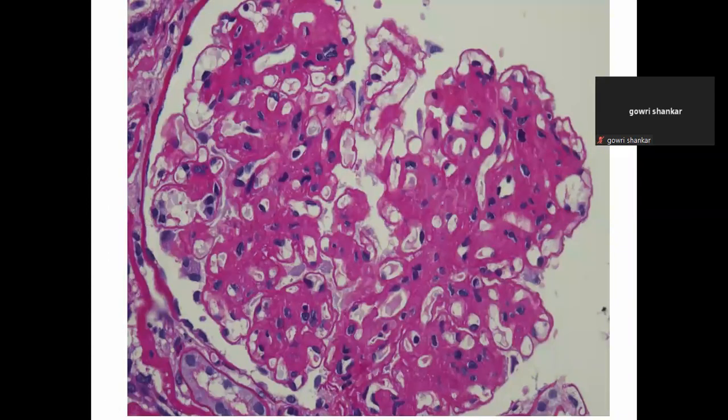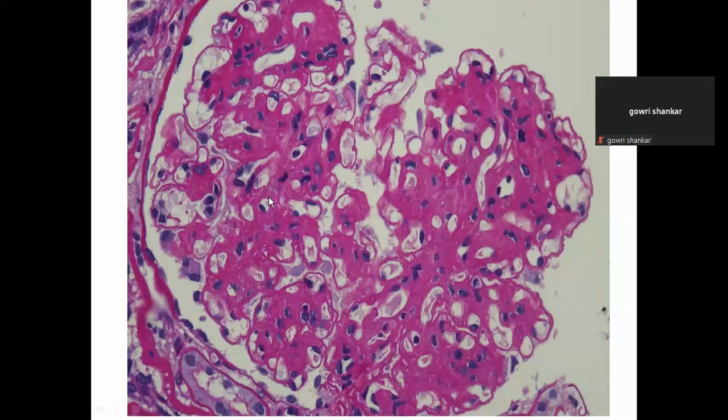This is a high magnification of the same, just to highlight that there is a thin membrane like this and there is a thick membrane like this. Whatever material is there in the mesenchyme, the important thing is it is PAS positive. It is not PAS negative. So look at this PAS. Normally, the PAS shows this kind of a magenta color in the Bowman's capsule, and the mesenchyme is also PAS positive.